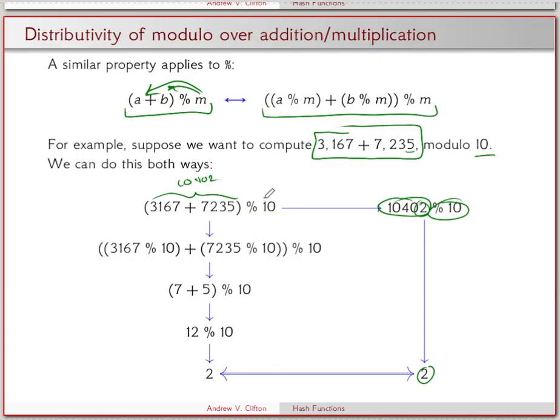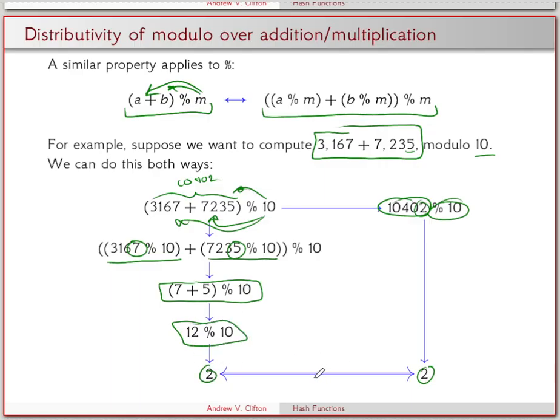Alternatively, we can move the modulo inside the sum and do it first. So we do 3167 mod 10 and 7235 mod 10. This is just 7, and this is just 5. So we end up with 7 plus 5 mod 10, which is 12 mod 10, which is 2, the same value that we got over there. No matter which way we do it, we get the same number. We have to do an extra modulo at the end sometimes because we get a value that is greater than or equal to 10. Remember, the output of this should always be between 0 and m minus 1. We don't want to get a 10 or 11 or 12 out of this. So if we get a 12, we do an extra modulo to reduce it to a 2.